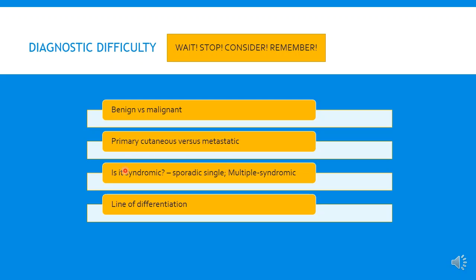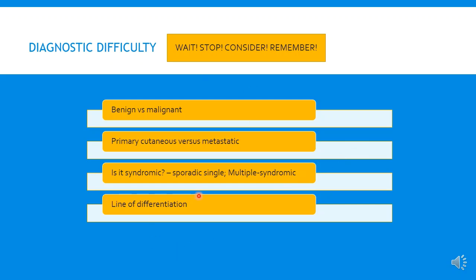Is it syndromic? A lot of cutaneous adnexal tumors are seen in association with syndromes. It is important to pick up these syndromes from a cutaneous manifestation because they may harbor an internal visceral malignancy that could be dangerous. So when we pick it up from a cutaneous manifestation of the syndrome, it becomes easier to diagnose and treat the patient. So to approach whether it could be syndromic, let us remember that sporadic tumors are single, whereas multiple tumors are seen in syndromes. Multiple cutaneous manifestations are seen in syndromes.